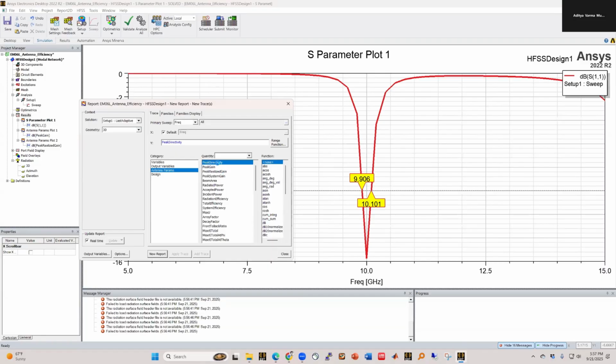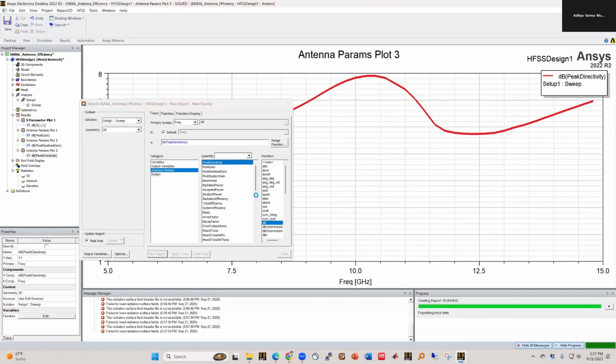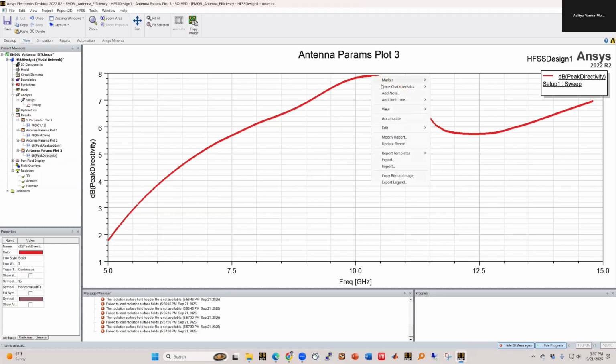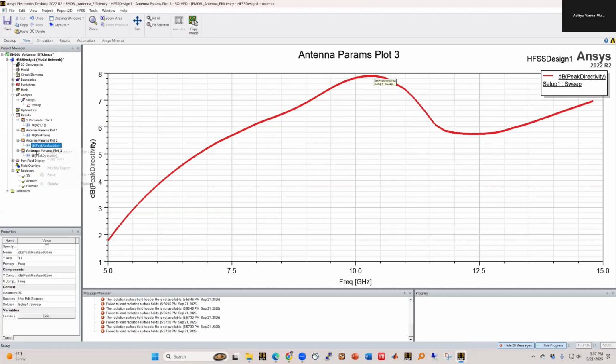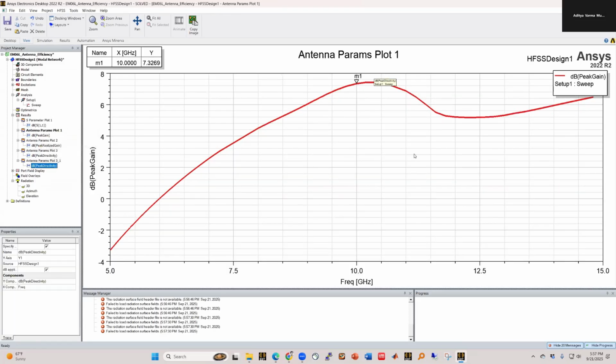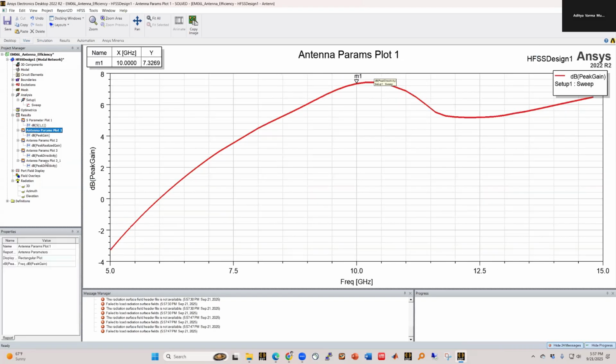Peak directivity, right? So let's also do that. New report. Okay, so that's the peak directivity. You can see it's very close to the peak gain, right? So for example, what we can do is I can say copy data, go into peak gain, and then say paste. I guess it doesn't want to paste in the same plot. Anyway, that's fine.